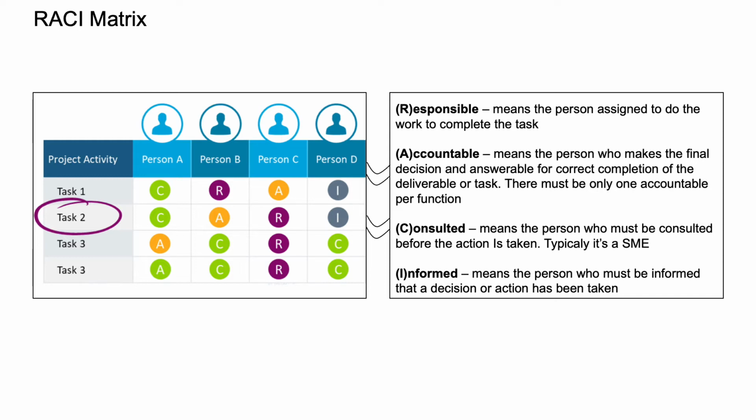For task 1, person A is consulted. Therefore, the project manager should consult with person A before the action is taken. Person B is responsible to do the work to complete the task. Person C is accountable, and he or she makes the final decision and is held responsible for correct completion of the deliverable or task. And person D is informed by the project manager that a decision or action has been taken. The same thing you have to do with all your stakeholders to know what kind of responsibilities they have.